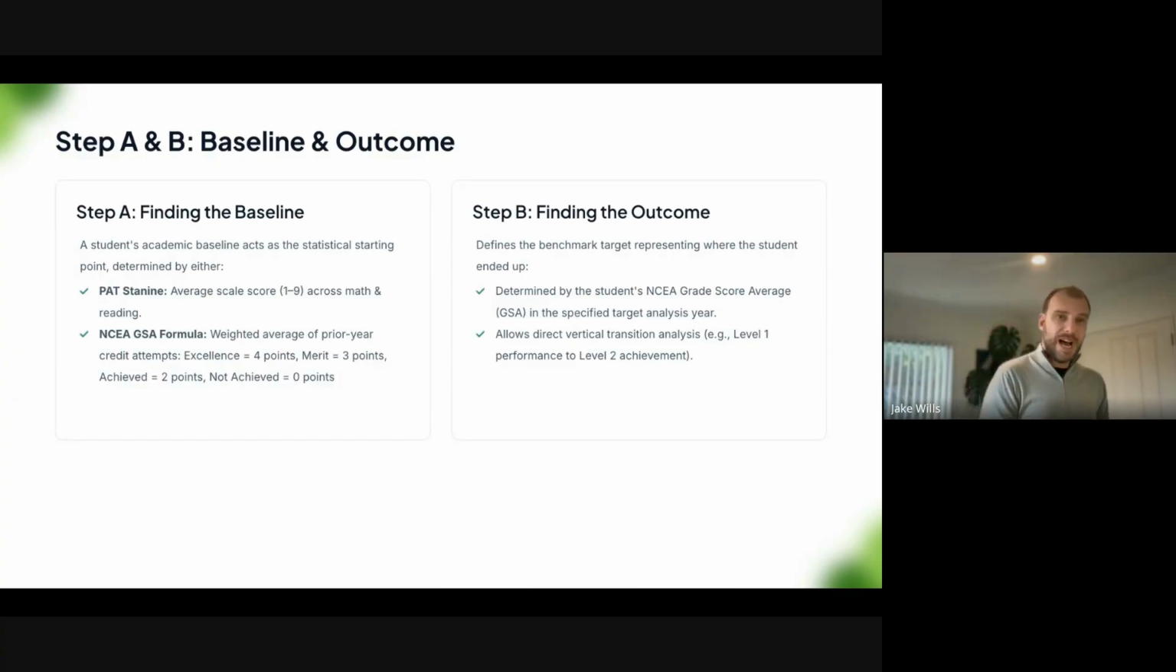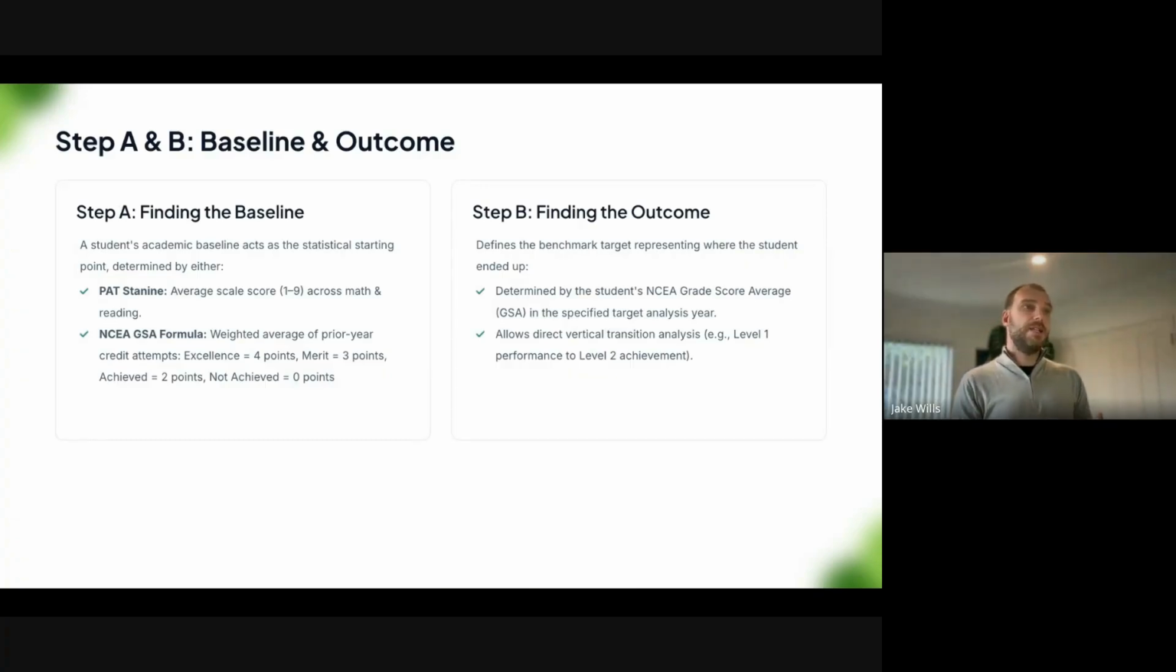The first one is using PAT Stanines as a baseline. So it looks at the maths and reading stanines, or looking at the NCEA GSA, which is basically a GPA, where you've got 4 points for an Excellence, 3 points for a Merit, 2 points for an Achieved, and 0 points for a Not Achieved. And so you could use your year 11 results to predict your year 12 results.